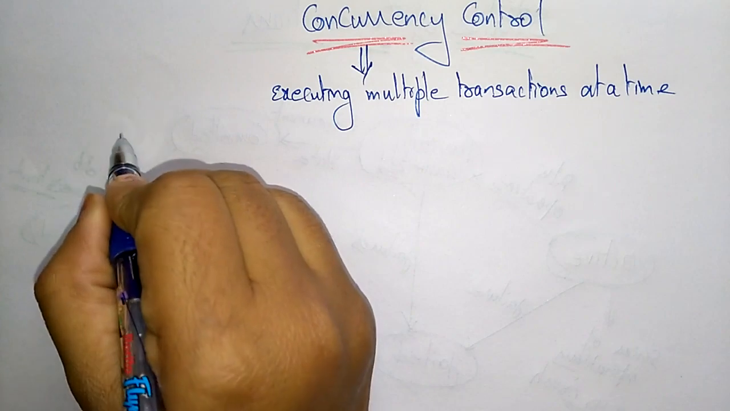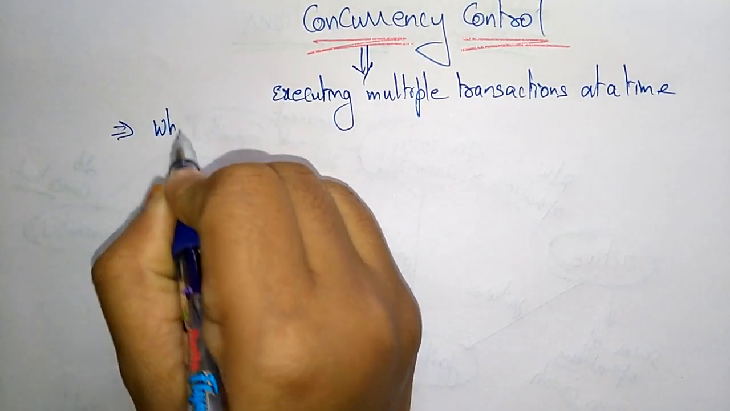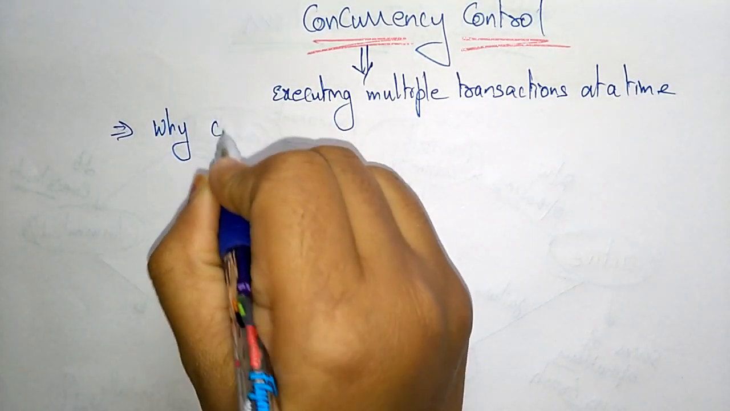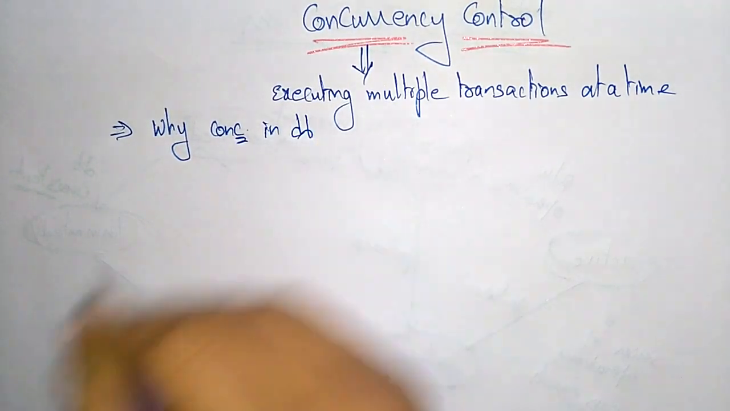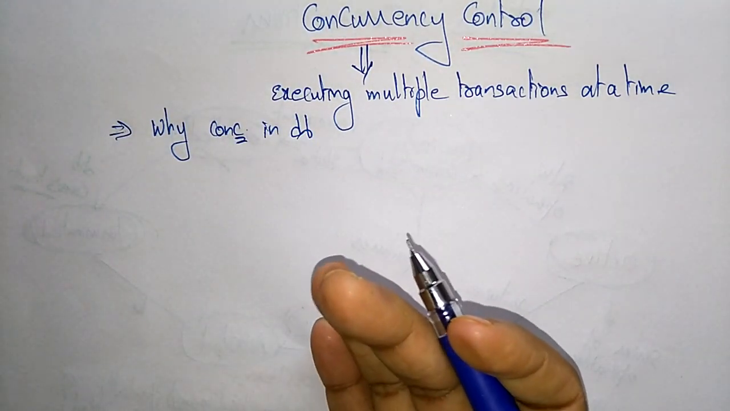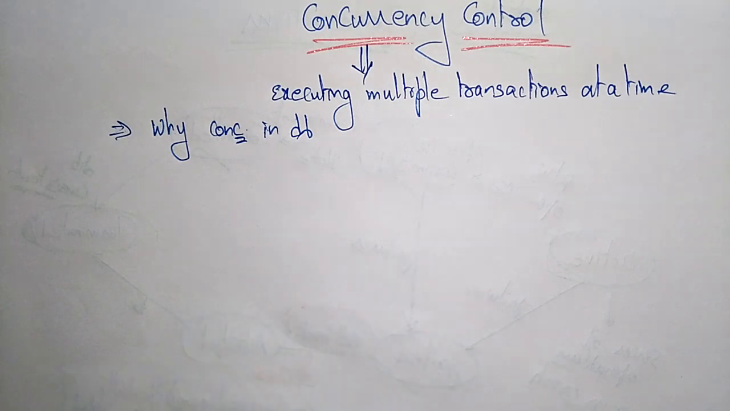So why do we require concurrency? Why is concurrency required in a database? What is the use of using concurrency in a database? Only a single transaction can execute at a time. After the completion of one transaction, you can enter into another transaction by following the ACID properties. Then why are we going for concurrency in databases?